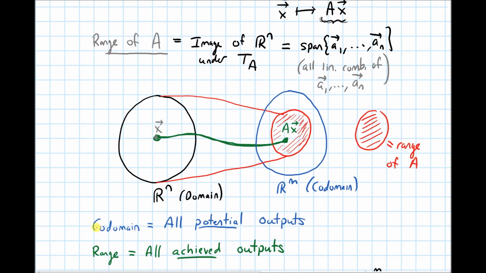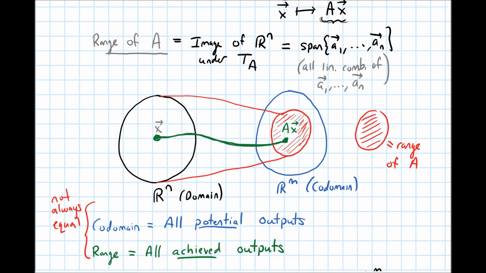So we've said in an earlier video that the codomain represents all potential outputs. So if I am going to get an output, it has to be inside of Rm. But that does not necessarily mean that I'm going to get everything in Rm as an output. Like in this picture, I only got the things in red as outputs. I only actually achieved the things in red. And that's what the range is. The range is all the outputs that I actually achieve, that I actually land on. So in general, these two things are not always equal, and we've seen that before in an earlier video of this section.